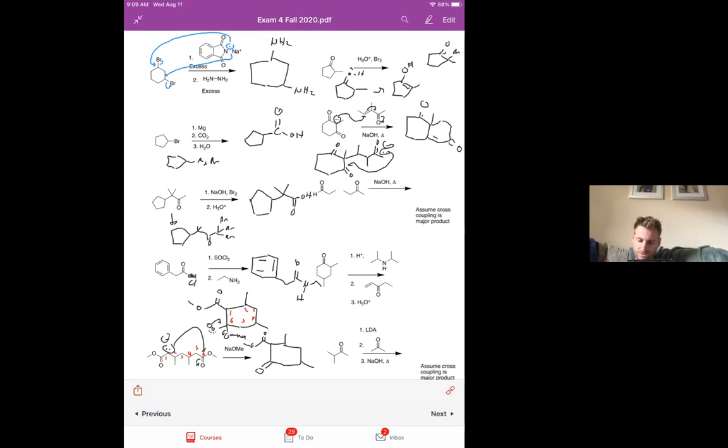We'll eliminate our water eventually. And then we need 2 methyl groups coming off of here because we had 2 of them over here.